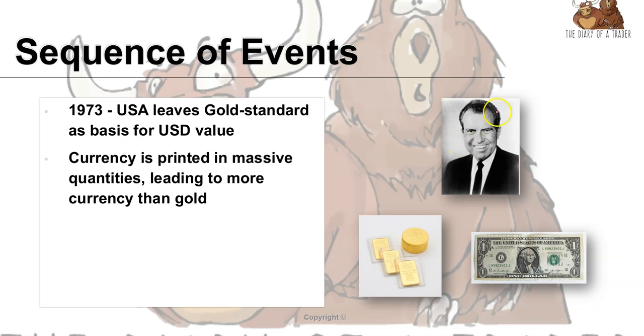And in 1973, Richard Nixon, the president of the USA, took the USA and the dollar off the gold standard. So the link between the two was now cancelled, and that allowed currency to be printed in massive quantities, leading to a lot more currency than there was gold. So lots of notes, lots of currency, could be printed.